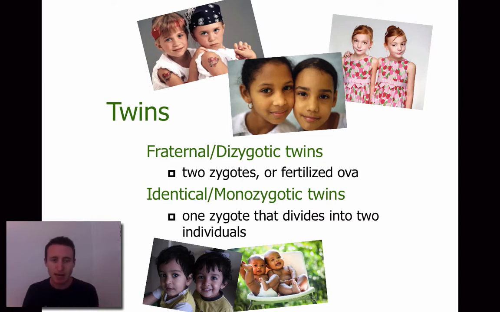So let's think about some hypothetical situations. There have been plenty of case studies where identical twins are separated at birth. So imagine you have one twin who is raised by one family, they're adopted by a family in California, and another twin is raised by a family in New Jersey.